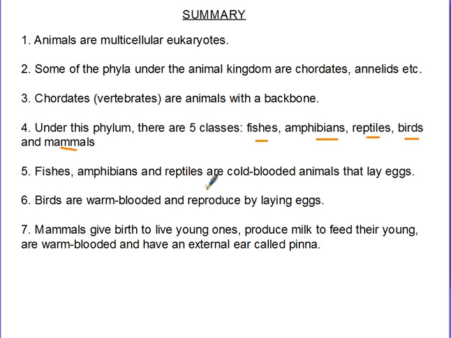Fishes, amphibians, and reptiles are cold-blooded animals that lay eggs. Fishes and amphibians have eggs that are covered with jelly. Reptiles lay soft-shelled eggs. Birds are warm-blooded and reproduce by laying hard-shelled eggs. Mammals give birth to live young ones. Mammals do not lay eggs. Mammals produce milk to feed their young and are warm-blooded. They regulate their body temperature and have an external ear called the pinna.